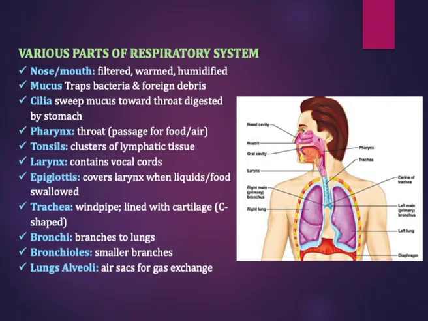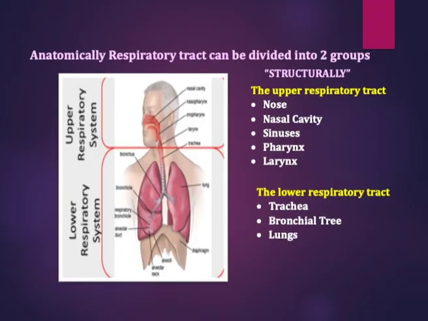What are the various parts of the respiratory system? The various parts include the nose, mouth, mucus, cilia, pharynx, tonsils, larynx, epiglottis, trachea, bronchi, bronchioles, lungs, and finally it ends in the alveoli. All these parts together form the respiratory system, and each part has its own function and its own significance.